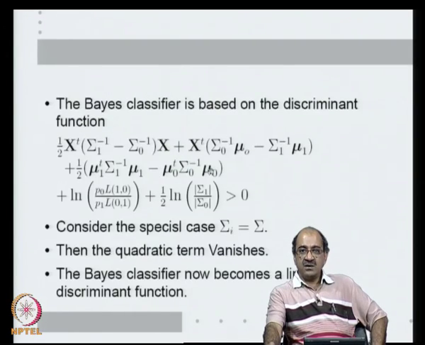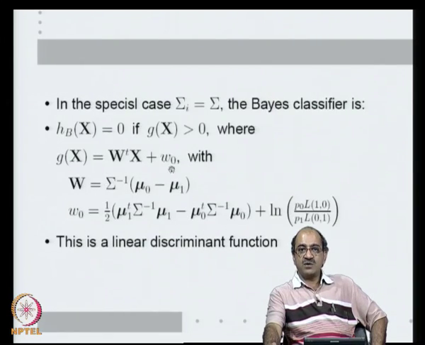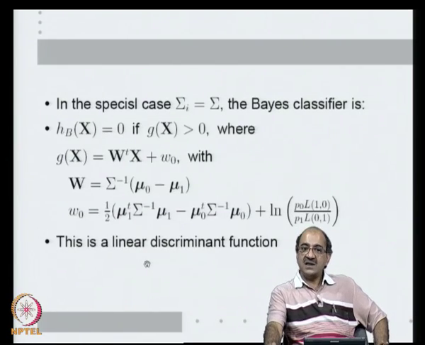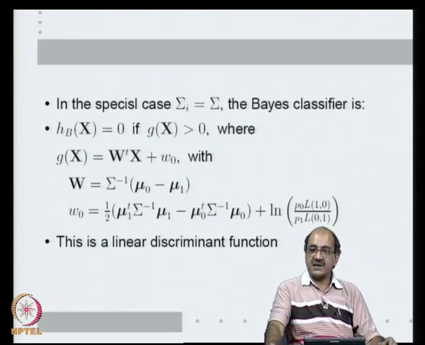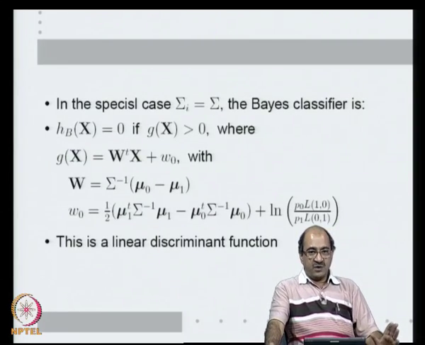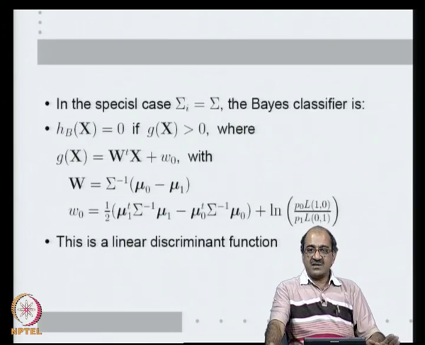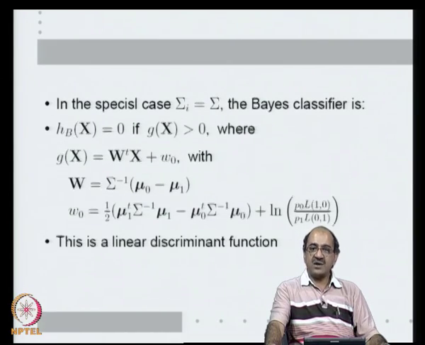Okay. So, once the quadratic term drops off, this is w transpose x plus whatever is left is w naught. Okay. So, it becomes w transpose x, where w is sigma inverse (mu 0 minus mu 1), and w naught is all the remaining terms. Okay. This is a linear discriminant function. So, both in the 1 dimensional and n dimensional case, if the covariances of the two classes are the same, the Bayes optimal classifier is a linear discriminant function, otherwise in the general case it is a quadratic discriminant function.